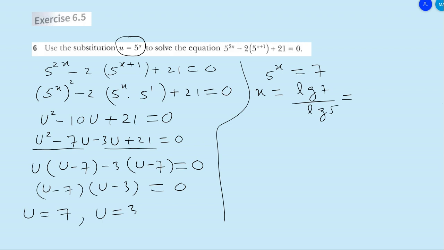The first answer is 1.21. The second value is u equals 3. So u is 5 to the power x equals 3. Again taking log on both sides, x equals log 3 upon log 5.